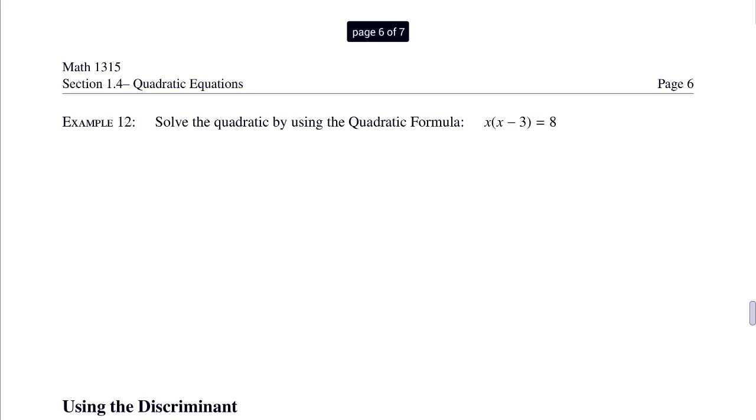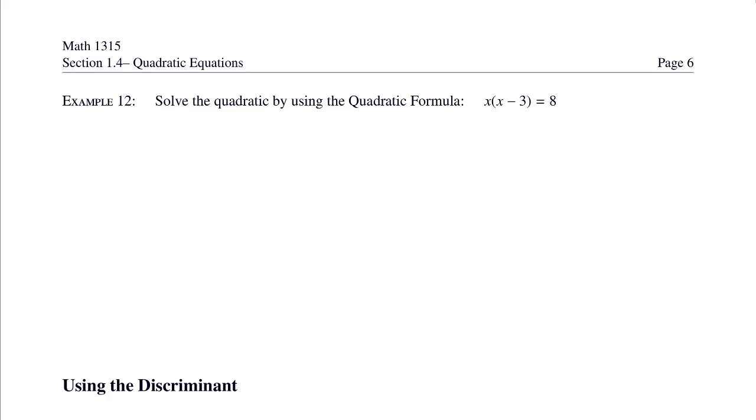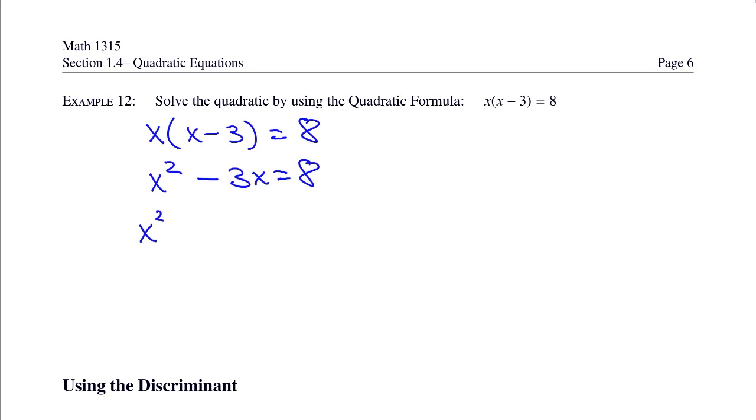Example 12 says, solve the quadratic by using the quadratic formula. The quadratic this time is x times x minus 3 equals 8. Before I can even solve that using the quadratic formula, I need to write it as a quadratic. So first I'll distribute the x, and then I'll move everything to the left side. So it's x squared minus 3x minus 8 equals 0.